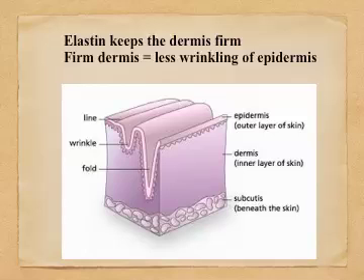Here's a diagram that illustrates elastin. Think of elastin as making the dermis push up from underneath to support the epidermis. In this diagram, the epidermis is the area above the notched area. The notched area represents the basal layer. Look at the area where there's a wrinkle.